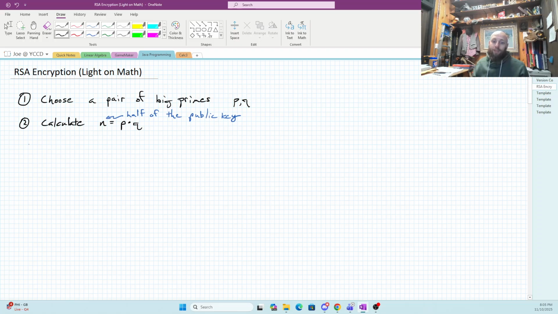All right, then for step three, we're going to need to calculate something called the totient of N. This phi here is the totient. This is a special function. You can go check out the math heavy version for what this function means. But in our case, this is going to be P minus 1 times Q minus 1.